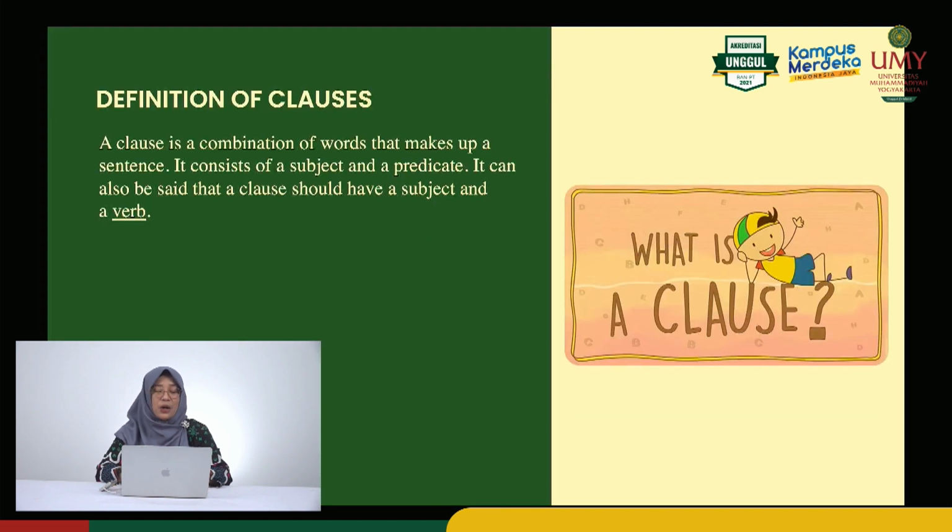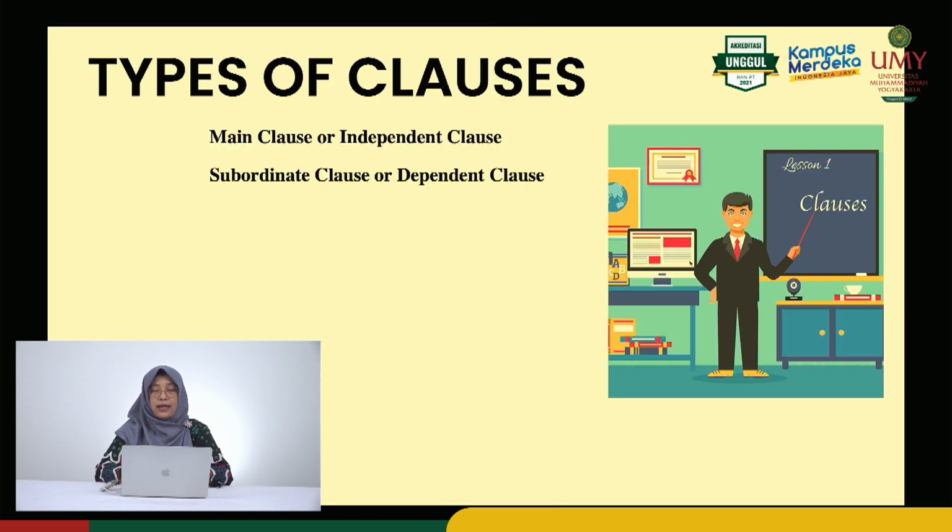Okay, so now let's talk about the definition of clauses. What is a clause? A clause is a combination of words that makes up a sentence. It consists of a subject and a verb or a predicate. It can also be said that a clause should have at least one subject and one verb, or one predicate. Right. And then there are two types of clauses. The first one is the independent or main clause, and the other one is the subordinate or dependent clause. Those clauses can compose complex sentences, like what we have already discussed in the previous meeting.